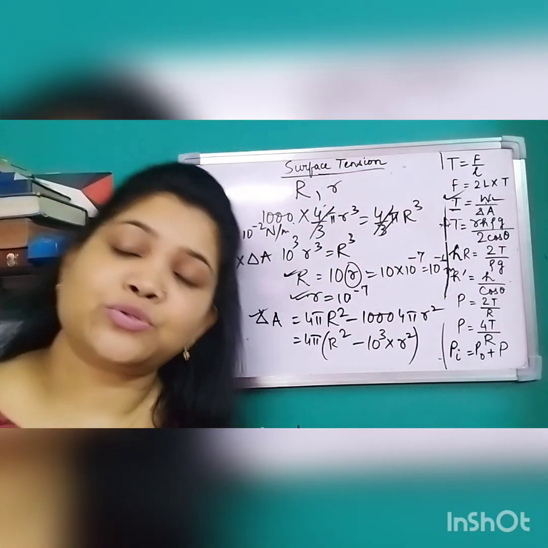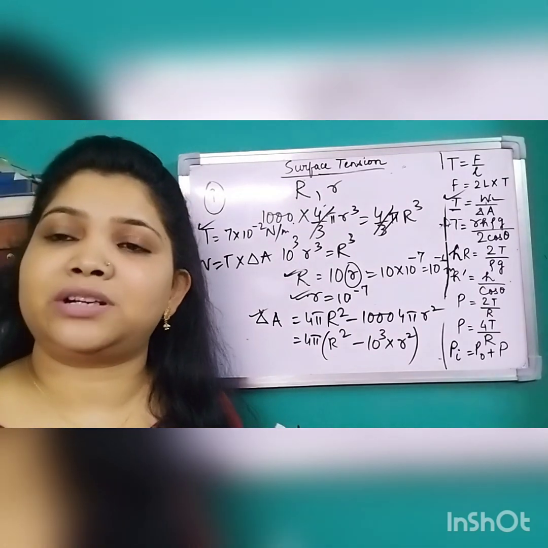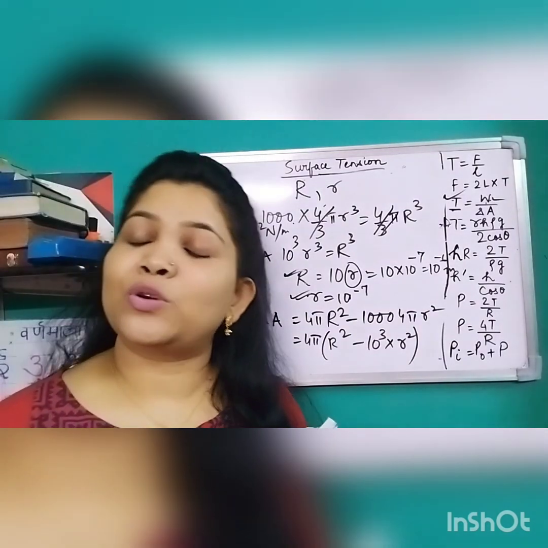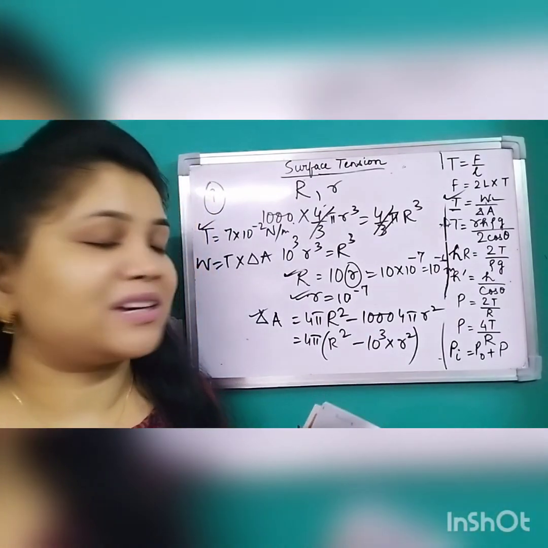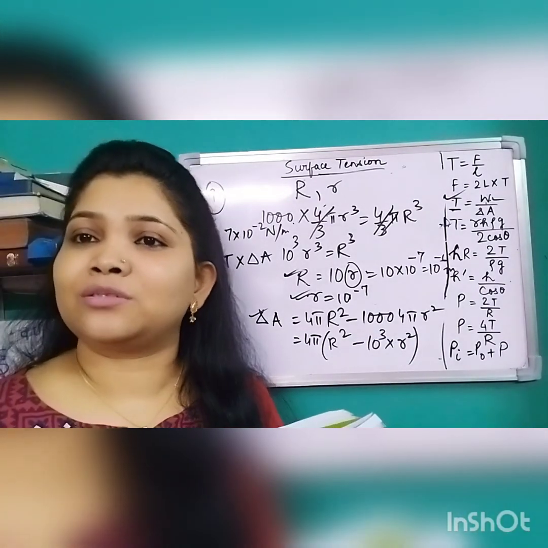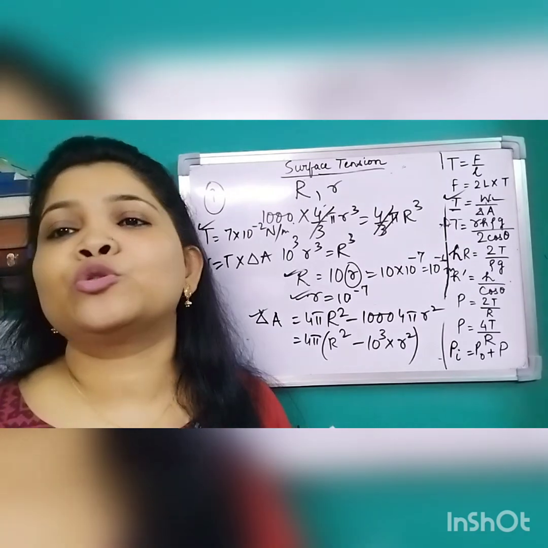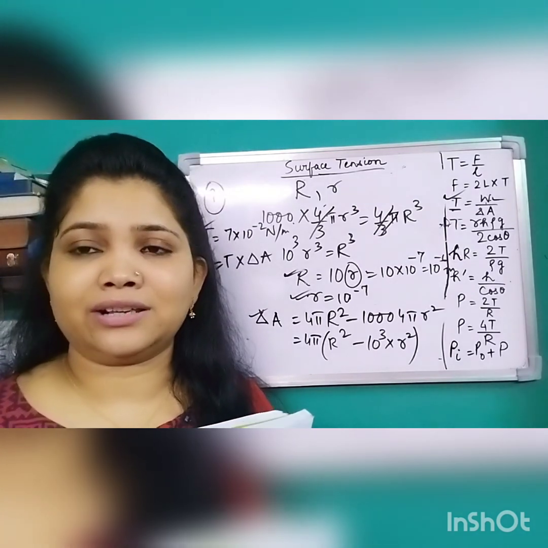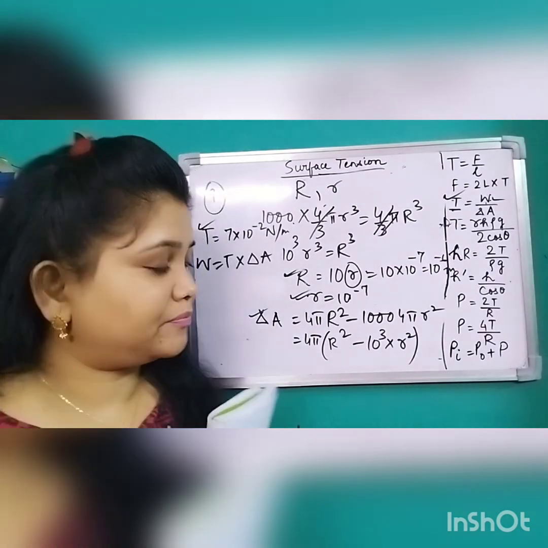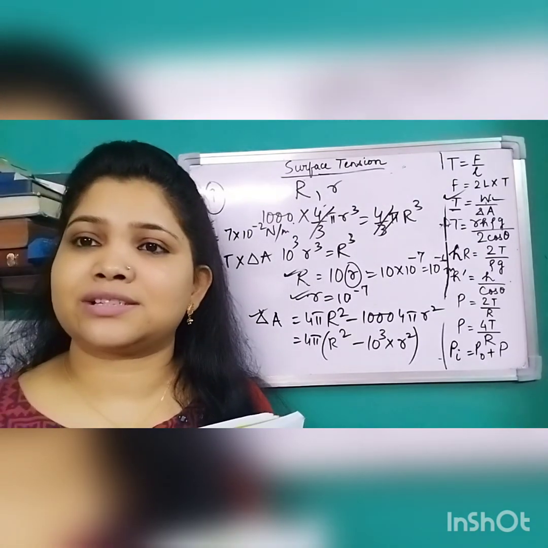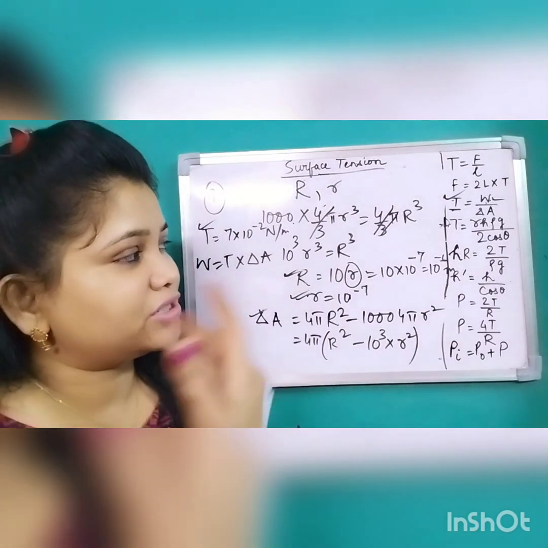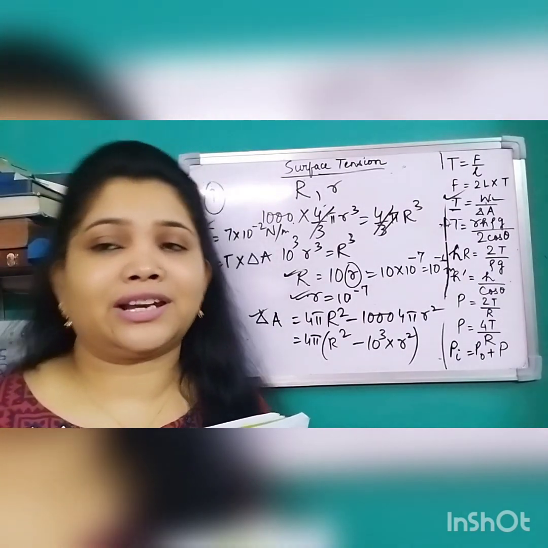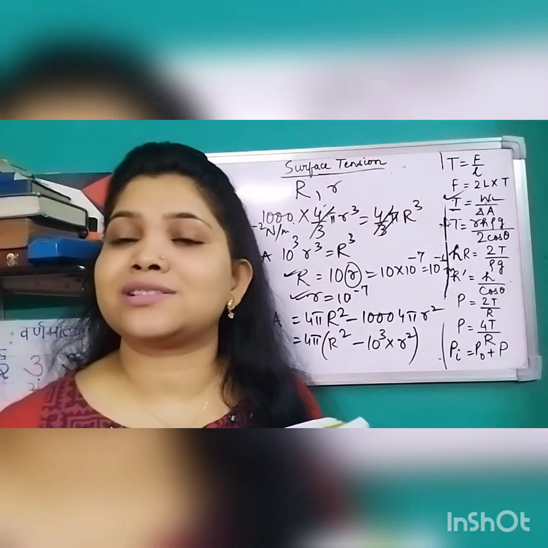Okay, so these two types of sums, sum number 6 and sum number 9, are mostly similar. The only difference is that in sum number 6 it was breaking, and in sum number 9 it is joining. So you have to find out the different radii, find the change of surface area, and after finding it, just put it in the formula, solve and get the work done. Okay, so this is sum number 9.